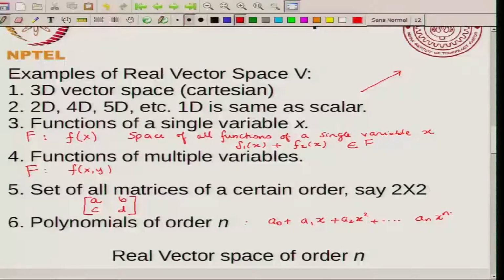Now if you take two polynomials of order n and add them up, you will get another polynomial of order n. If you take 0, you can also think of it as a polynomial of order n where all these coefficients a0, a1, a2, etc. are 0. So that is also a member of the vector space. So the space of all polynomials of order n is also a real vector space.